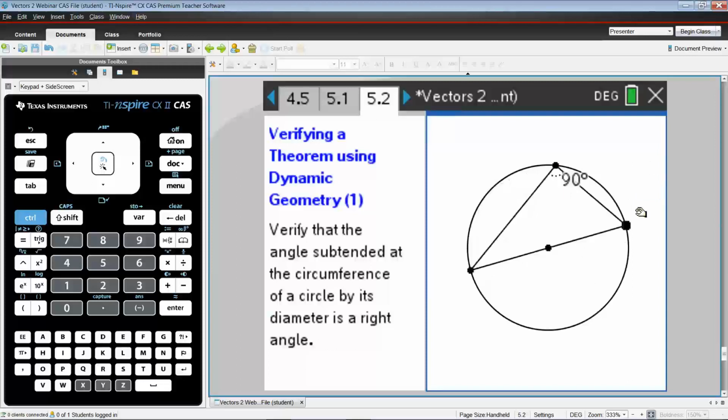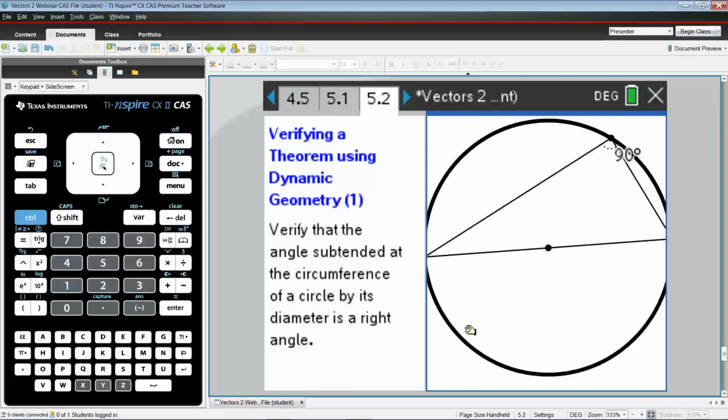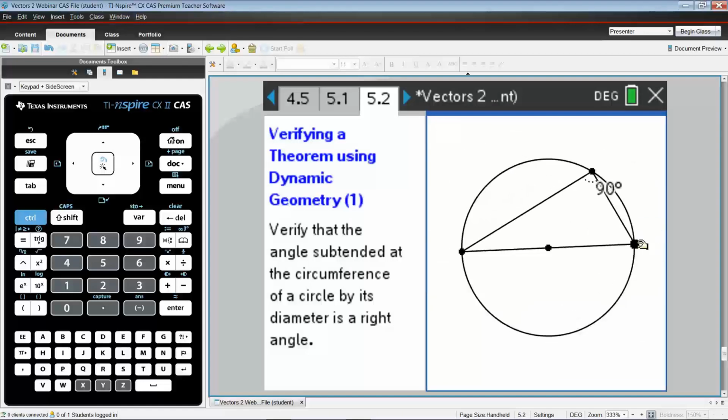And as you can see, as I move the triangle around, I can move the location of that vertex. No matter what I do, I can even increase and decrease the size of the circle. That angle always remains 90 degrees. So you can use your vector methods to prove this using the proper steps, but to see it dynamically and verify that it is true, you can use dynamic geometry.